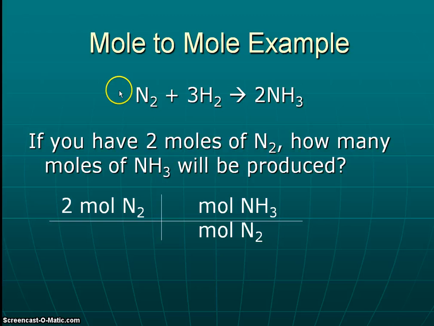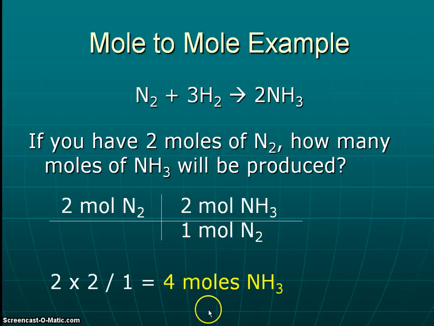So if you find N2, there's no number there, which means it's a 1. If you find NH3, you have a 2 as a coefficient. So these 2 numbers are the coefficients from your reaction. And this will allow you to switch from N2 to NH3. So moles of N2 cancels, and when you calculate this, you get moles of NH3. So what this means is if you start with 2 moles of N2, you can produce 4 moles of NH3. Let's try another one.